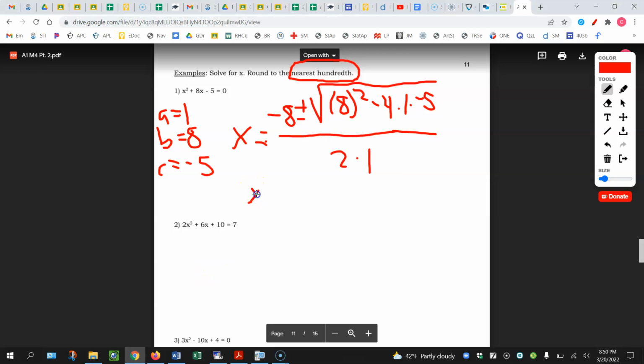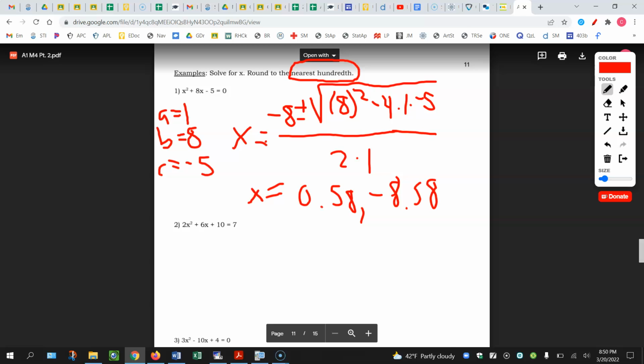x equals 0.58. That came from the addition. And negative 8.58. That came from the subtraction. So what those actually are, those are the x-intercepts. Those are where this graph would cross the x-axis.